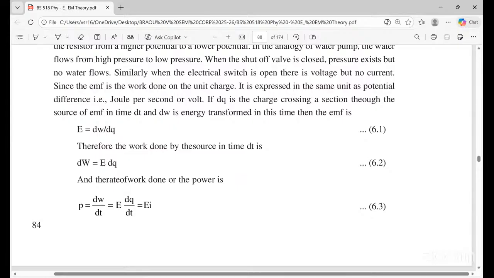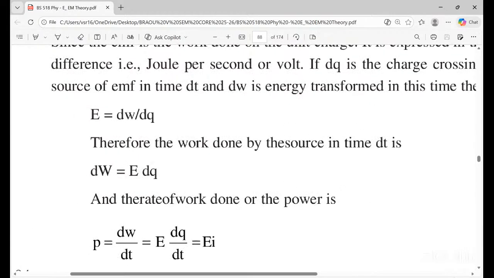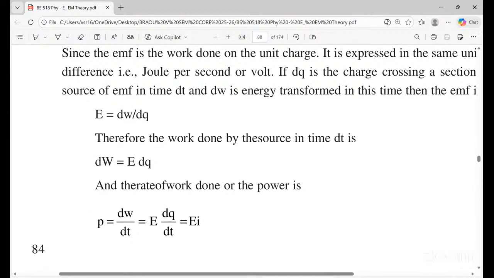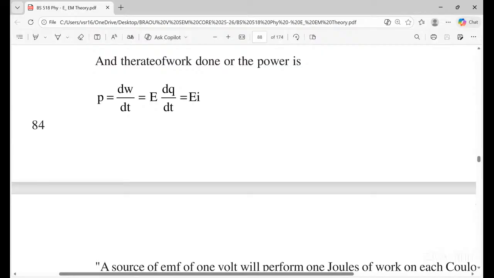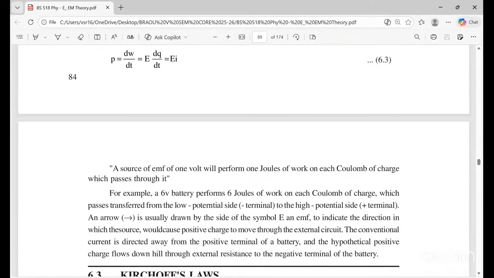So what is the energy transferred within the stipulated time? That is EMF, E equals dW by dq, the work done to carry the charge. Or else dW equals E into dq, the same equation. So power P equals dW by dt, which is E dq by dt. What is dq by dt? The rate of change of charge is nothing but the current. So power P equals EI. That is the formula.